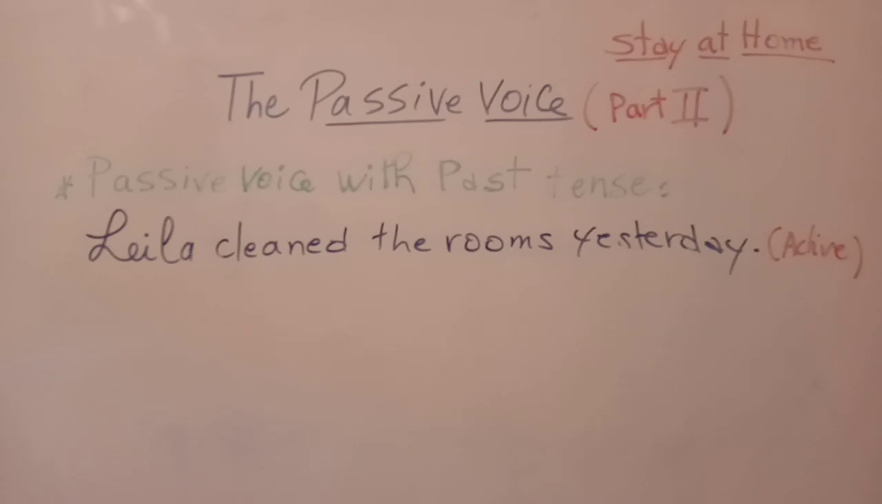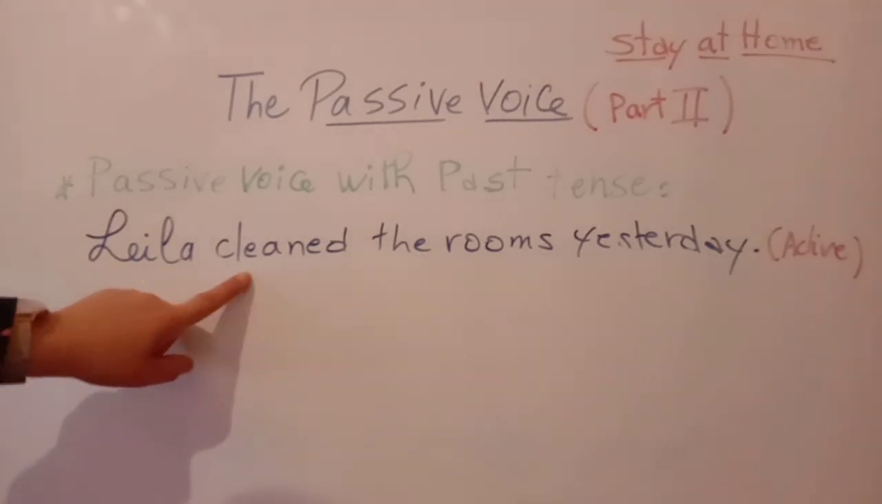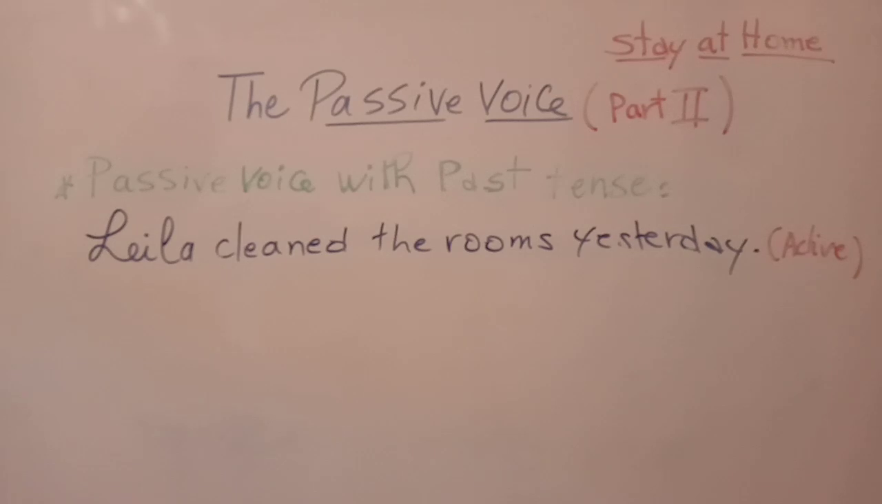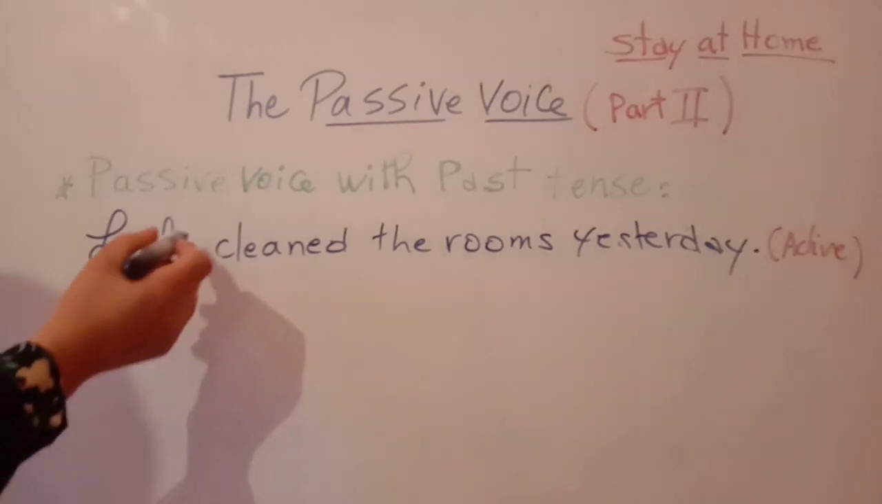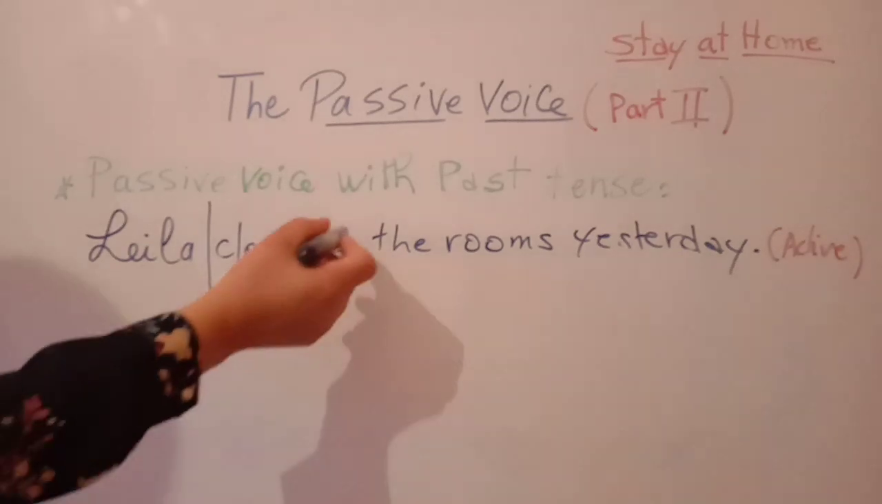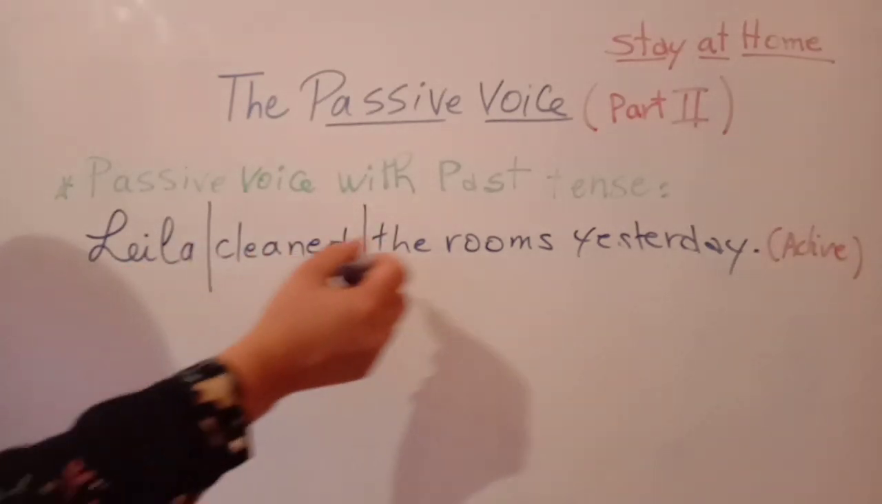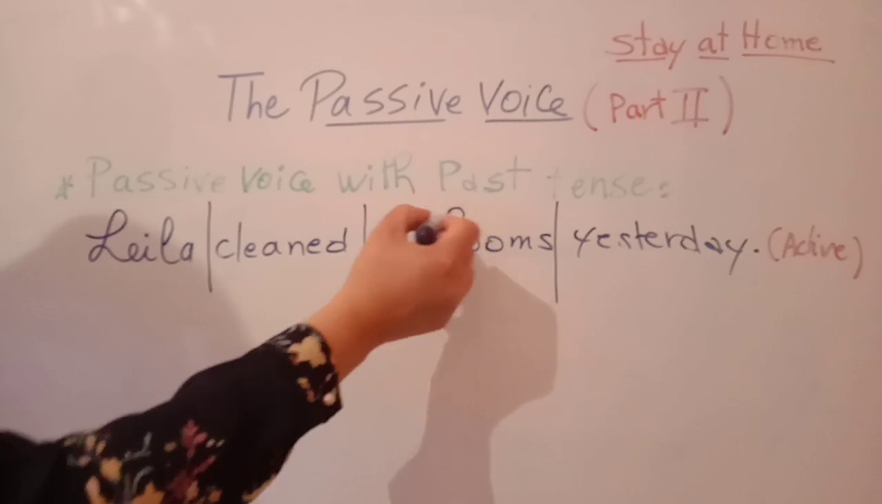As I told you in the last video about the passive voice, part 1, to move to a passive sentence, we need an active sentence. So let's read together these active sentences. Layla cleaned the rooms yesterday. To move to the passive, we have to identify the parts of the active sentence. So subject, verb, and object. So Layla is the subject, cleaned is the verb, the rooms is the object.